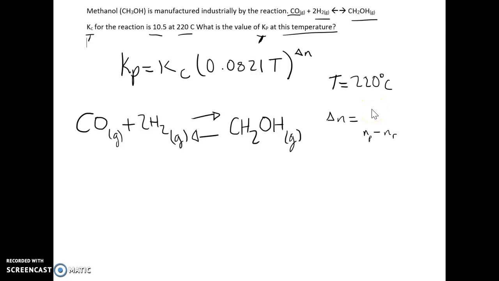Alright, so now I've just set up the information that they've given us. They've given us that our temperature is 220 degrees Celsius. However, when we are using it in our equation over here, it can't be in Celsius, it has to be in Kelvin. Therefore, to convert our Celsius into Kelvin, we must add 273 Kelvin, and then in total it's going to give us 493 Kelvin for temperature.